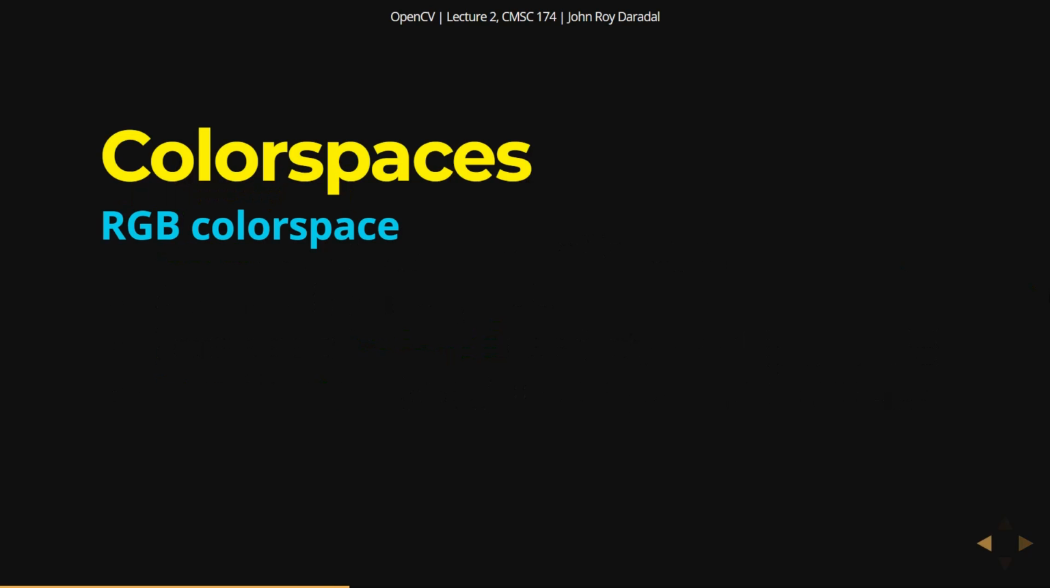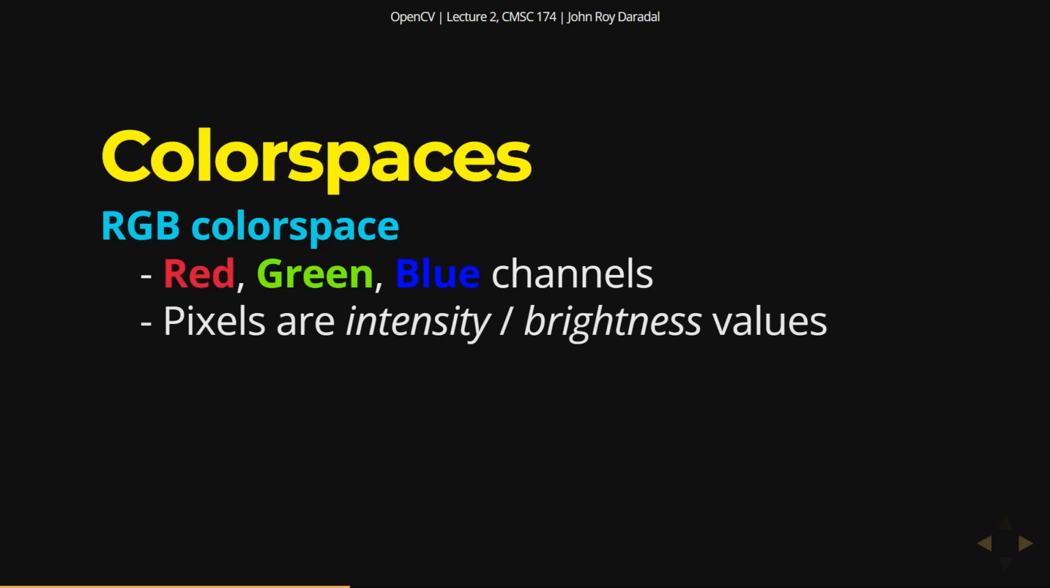Now, images usually have these things called color spaces. So the default color space is the RGB, wherein the image is made up of red, green, and blue channels. For each channel, it will tell you how much red is in that pixel, or if this pixel has a certain color, how red is it, or how green is it, or how blue is it. So pixels are just intensity or brightness values that range from 0 to 255. And this is the default color space of each image.